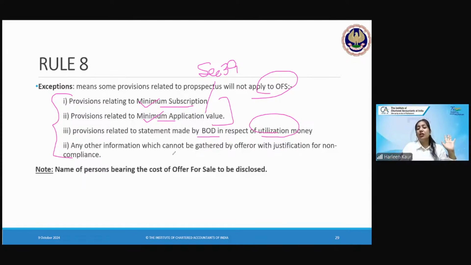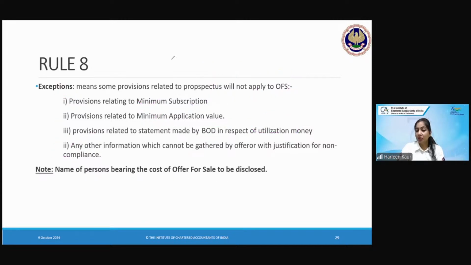And any other information which cannot be collected: if you cannot find the reasons for it and you have given the justification for that, then it's okay. So these 4 things you have to remember in case of OFS. Minimum subscription is not applicable. Minimum application value is not applicable. The utilization statement by the board of directors is not required. And any other information which you cannot give, where you have given the justification, is absolutely fine in case of an offer for sale prospectus. Also, the names of persons bearing the cost have to be disclosed, because you have to take the reimbursement from the shareholders. So you should name the persons who are bearing the cost, so that tomorrow you can reimburse those who have made the efforts for issuing the prospectus to the public and selling the security.